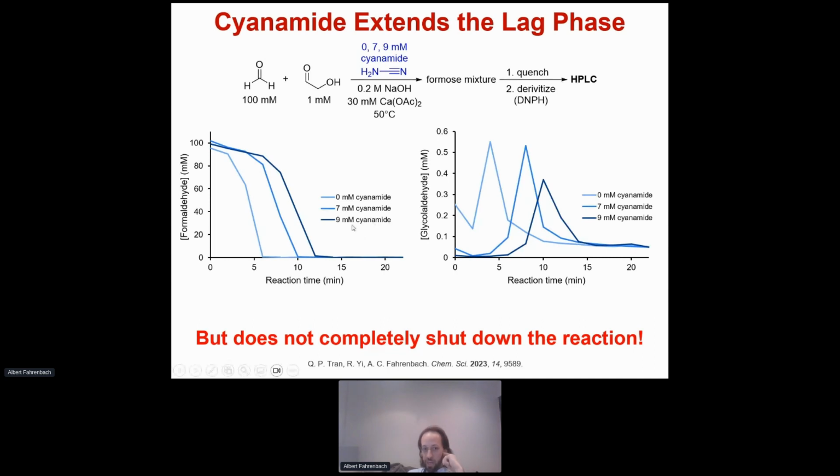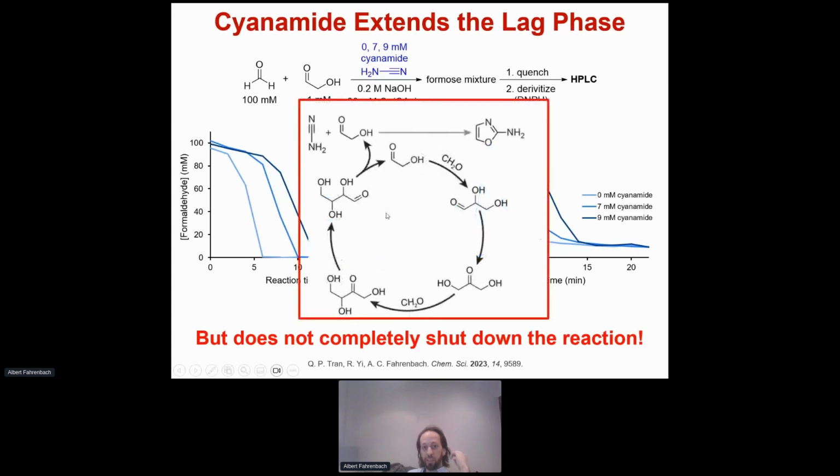And if you add even more than 9 millimolar, you can get really long extension times, but we couldn't really reproduce them very well. So what we think is going on is you have cyanamide there, and it's stealing away some of the glycolaldehyde, as well as these other sugars as part of this minimal cycle. It's just consuming some of these autocatalysts and converting them to 2-aminoxazole, and other derivatives.